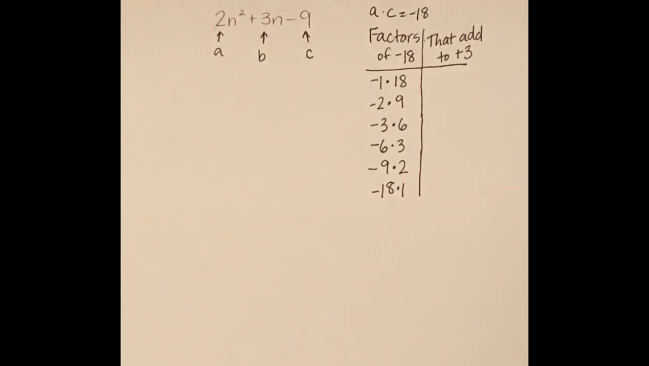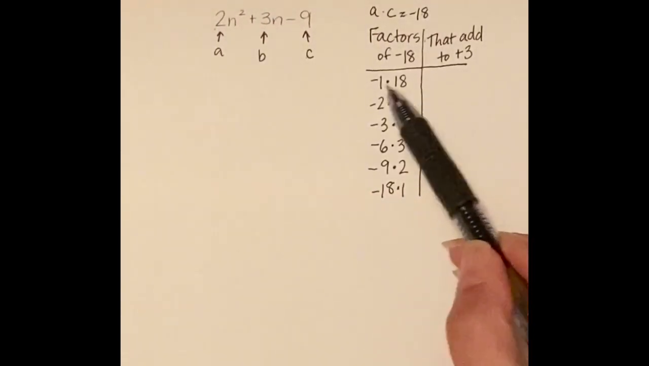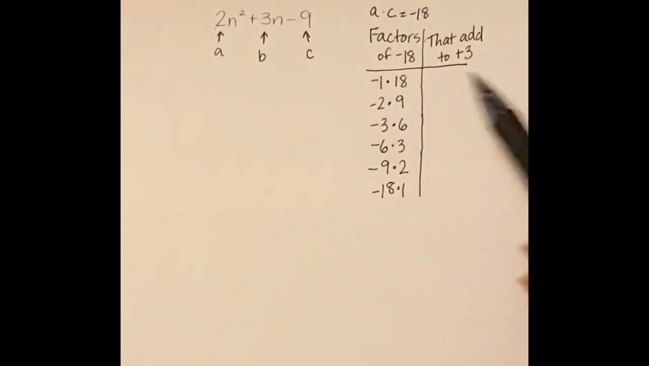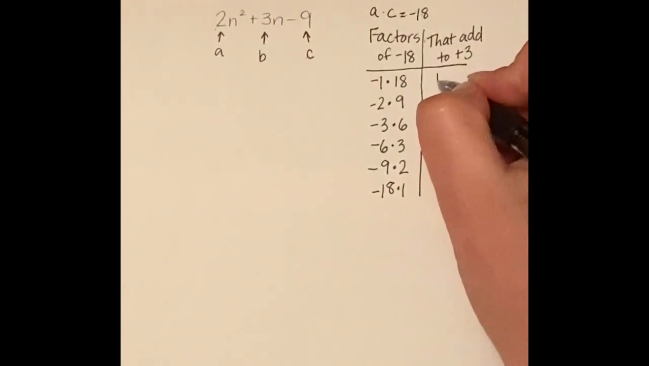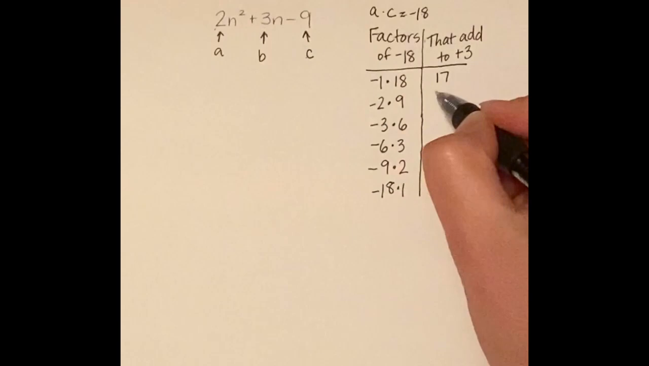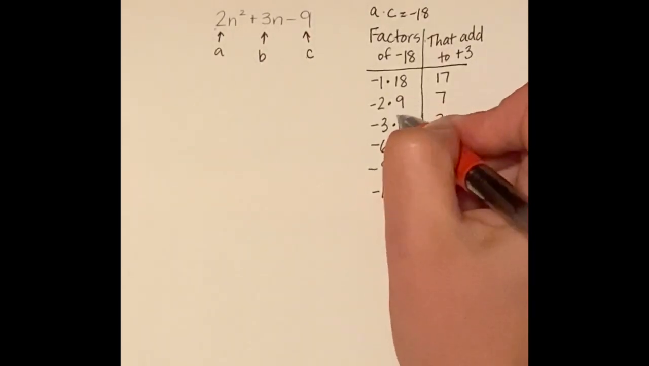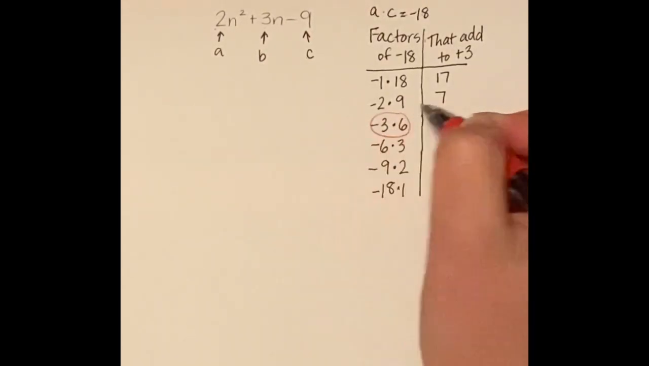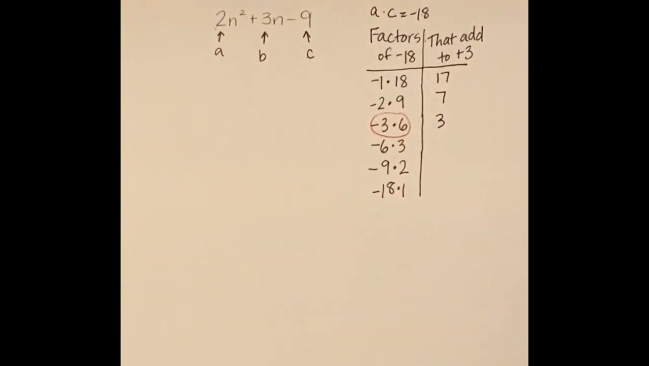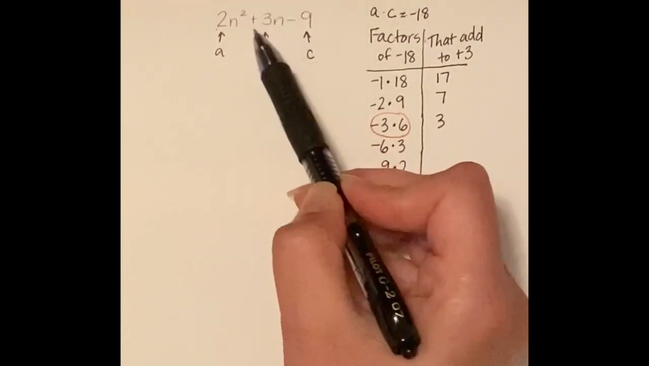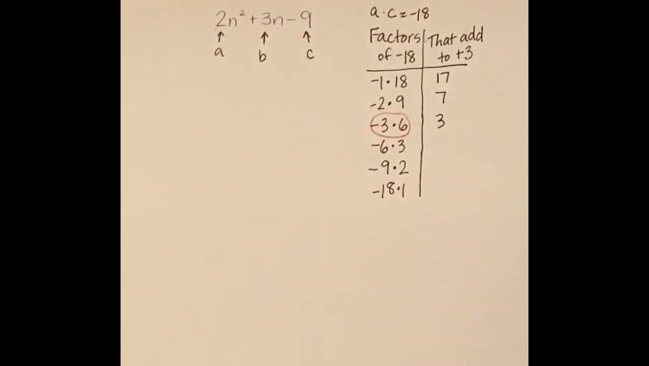Okay. Of these, which ones would add to +3? -1 plus 18 is 17. This would be a 7. -3 plus 6 would be, there we go. That's it. It would be a 3. We don't need to look any further because these are our two magic numbers. We are going to use that -3 and the +6 to replace this middle term of 3n.